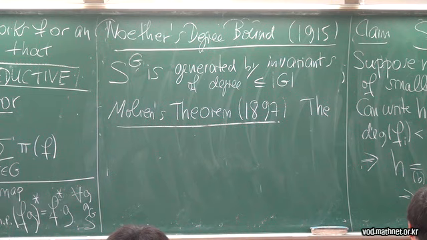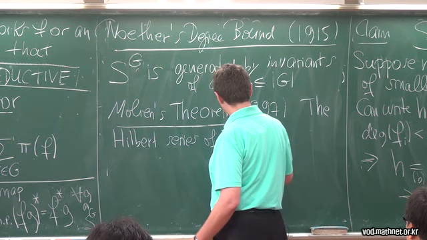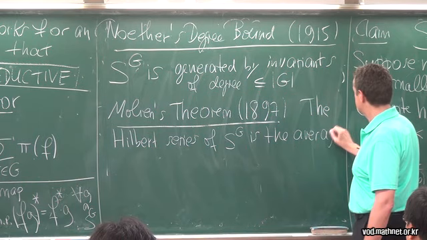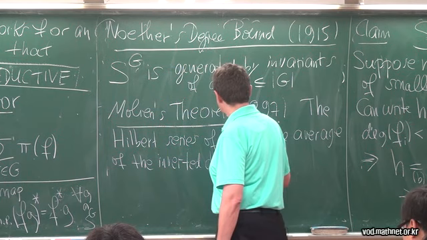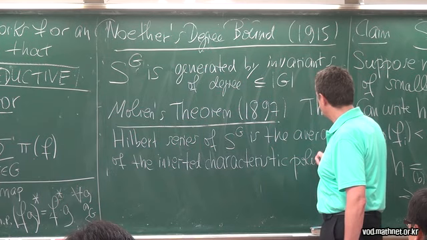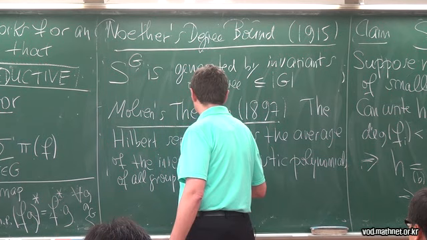So anyway, the Hilbert series of the invariant ring is the average of the inverted characteristic polynomials of all group elements. Okay, so that's the wordy version. That's a sentence, right?